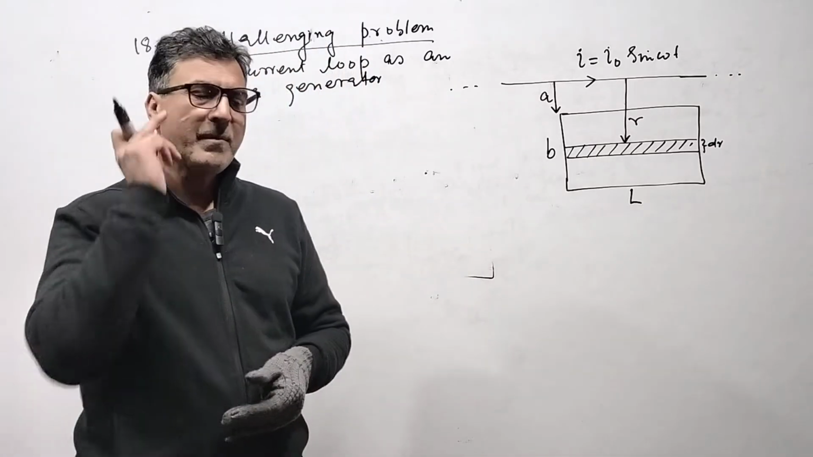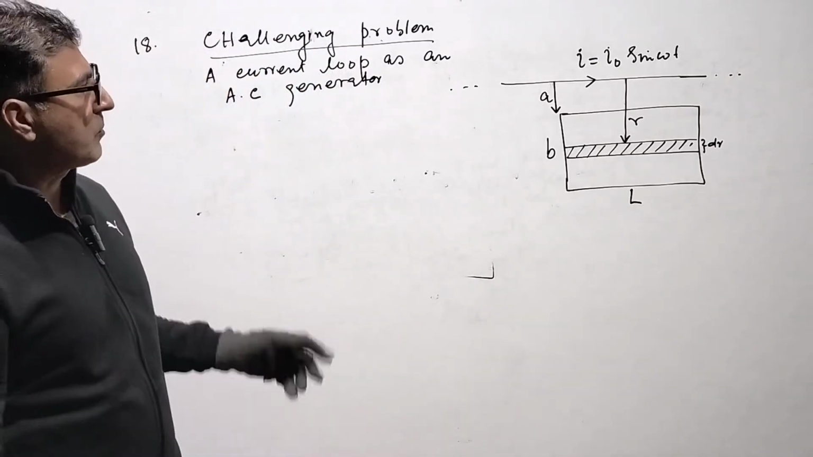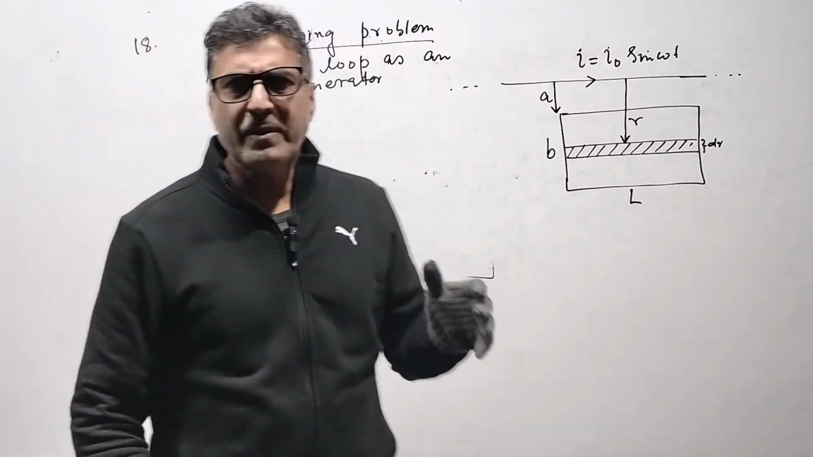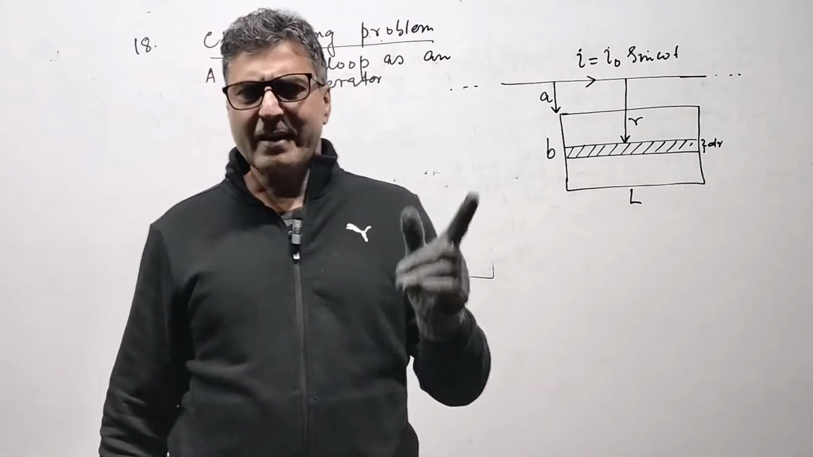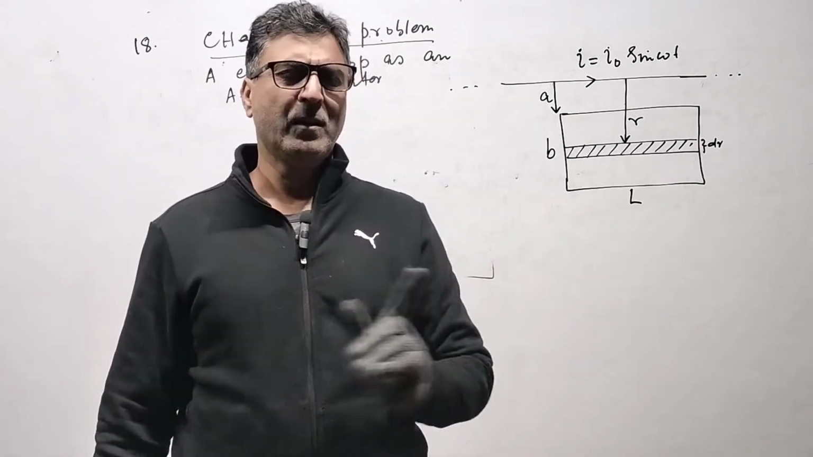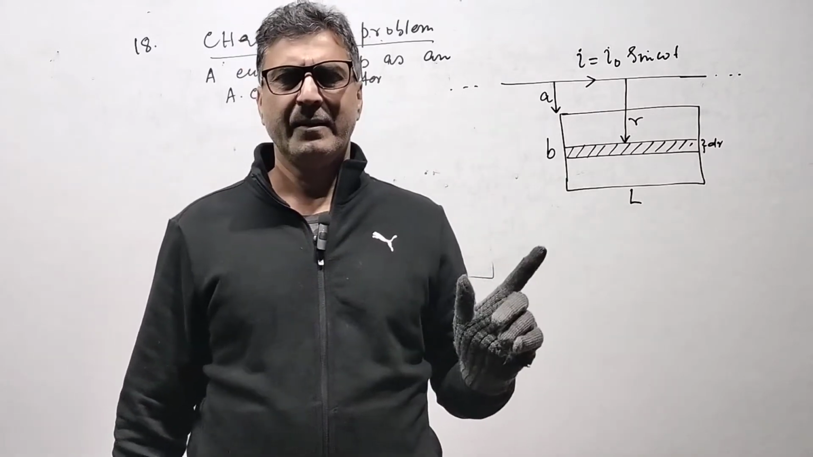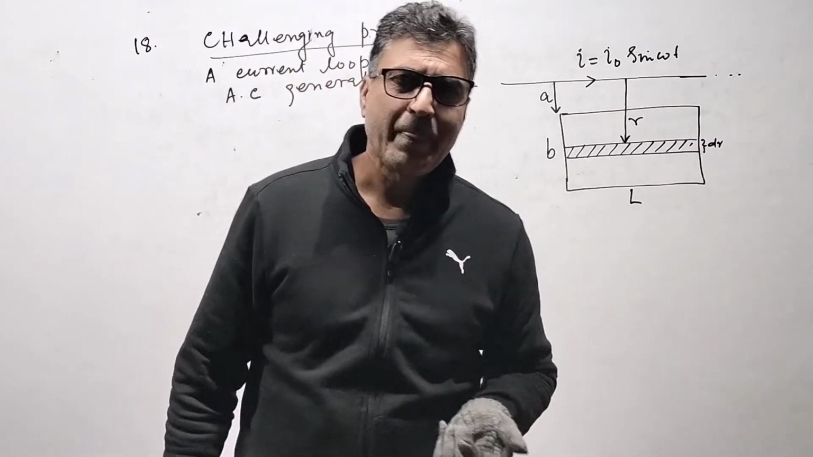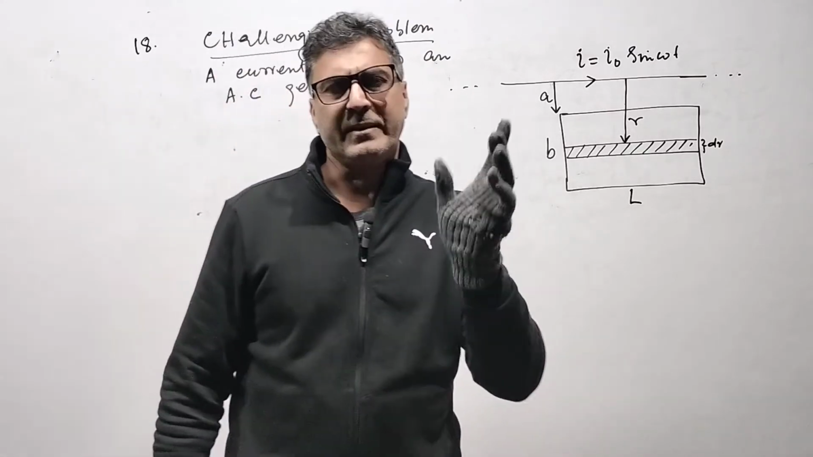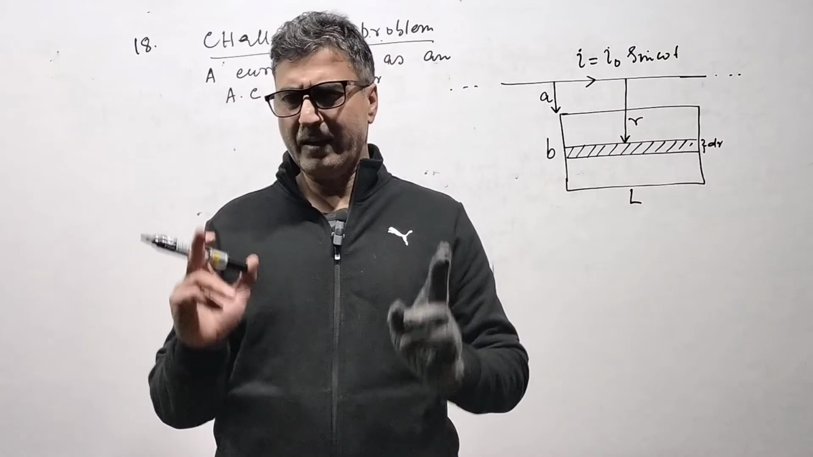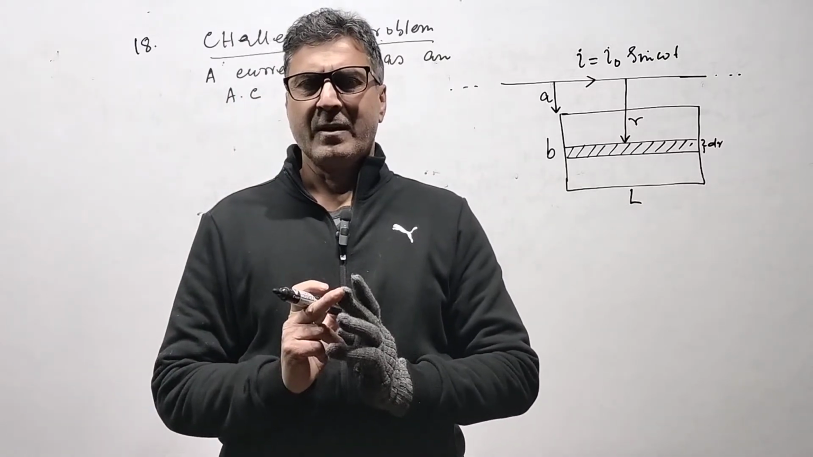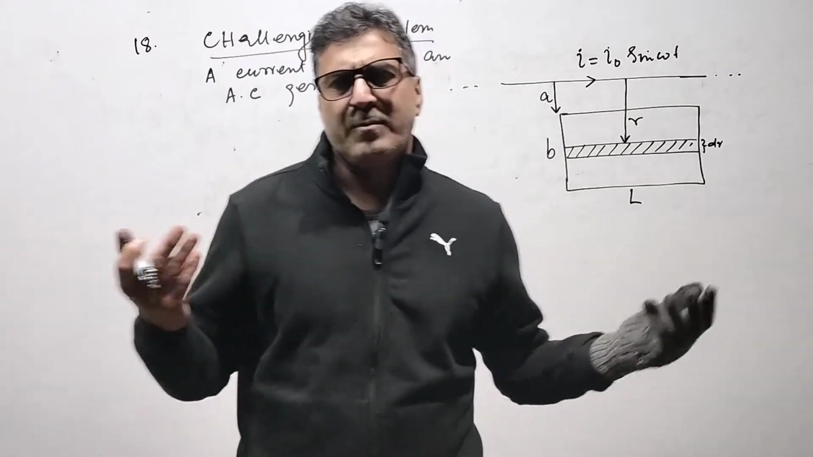Hello students, here I have come up with one more challenging problem on electrodynamics. The problem is we are making a current loop, a rectangular loop of wire, an AC generator. I mean, I will be getting an AC generator out of nothing. A coil, a rectangular coil. I will make an AC generator out of this rectangular coil.